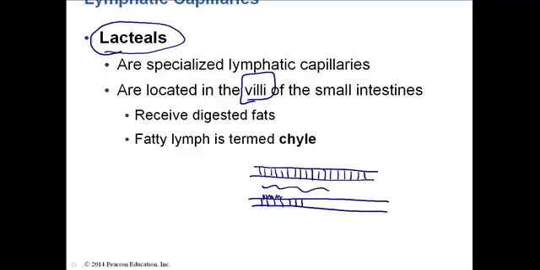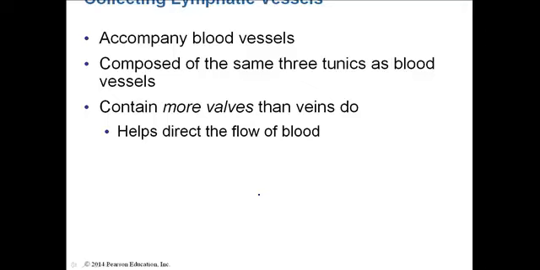Some of these will have what's called a lacteal, and these will ingest digested fats, and fatty lymph is called chyle. And that'll take that to the liver and it'll be handled there. So just know that a lacteal is a special tissue that takes the digested fat from the lumen of the small intestine in these villi and returns it to the liver as everything that's ingested in the small intestine.